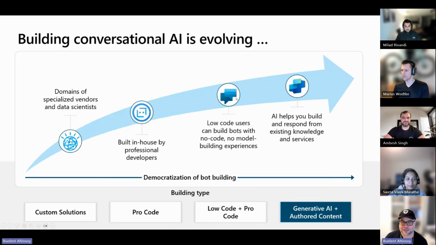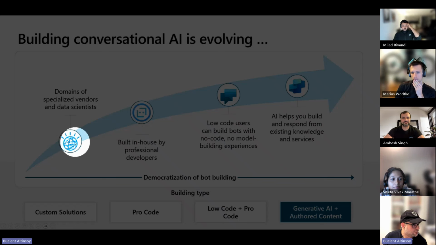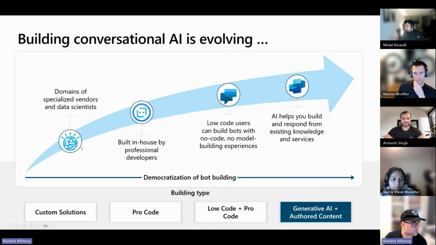So first of all, let's look at the history of this, how building conversational AI has evolved. First of all, it was very hard and only possible for a few people. You had a domain with specialized vendors and data scientists who could do this, so it was really a custom solution. Later, it got a little bit easier. It was built in-house by professional developers, so you needed pro code to do this.